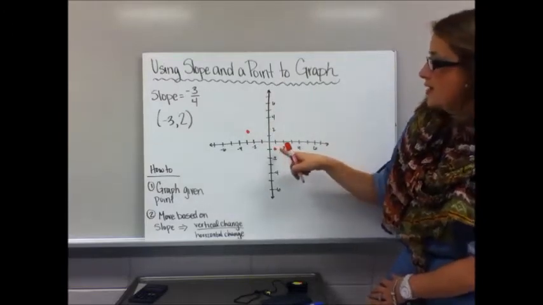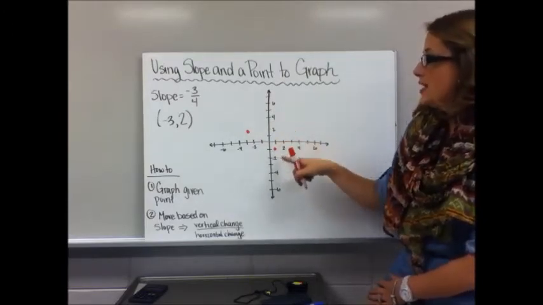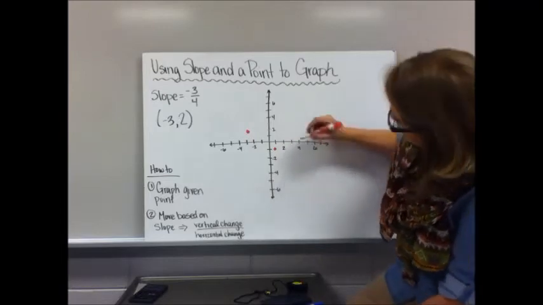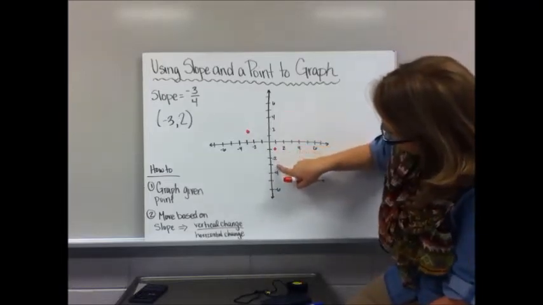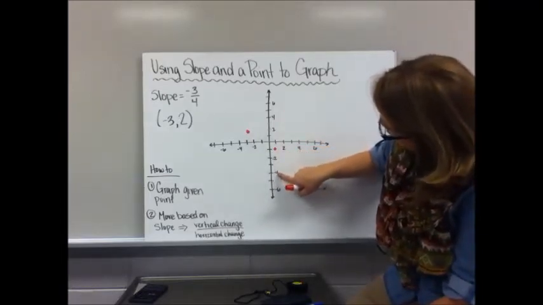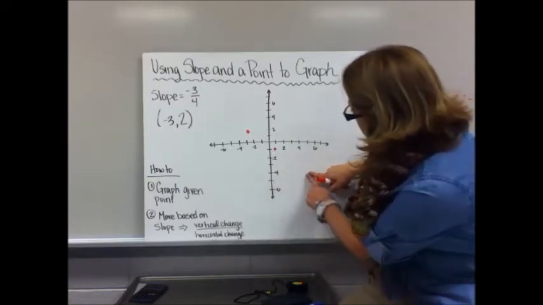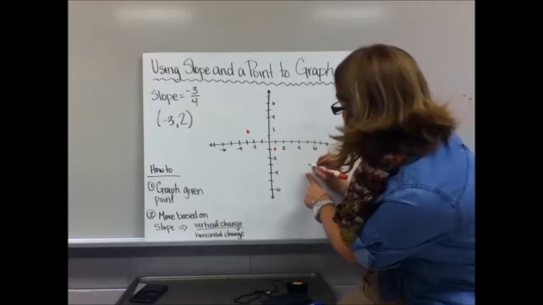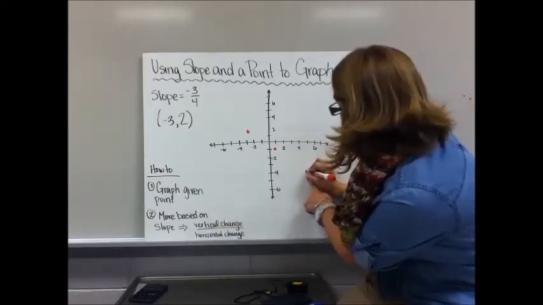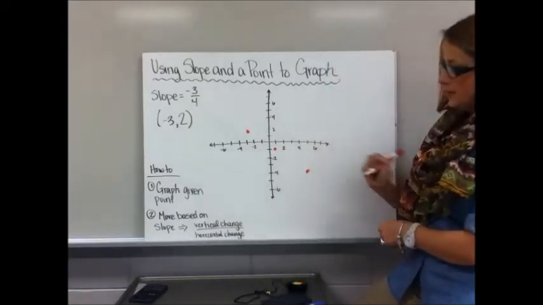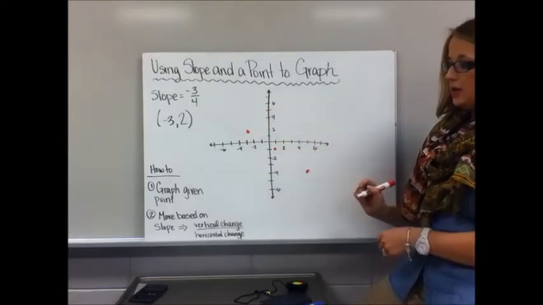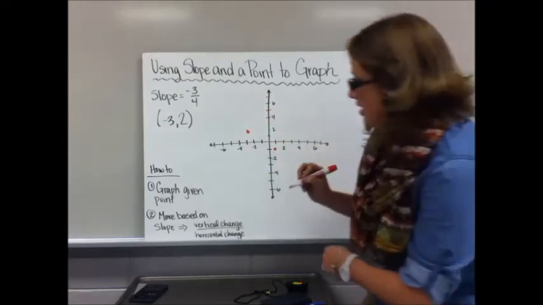So my new coordinate there is +1, -1. I can repeat that, go down 3, 1, 2, 3, and to the right 4, 1, 2, 3, 4. So that new coordinate there is -4, +5. If you've done this correctly, your points will fall into a straight line.